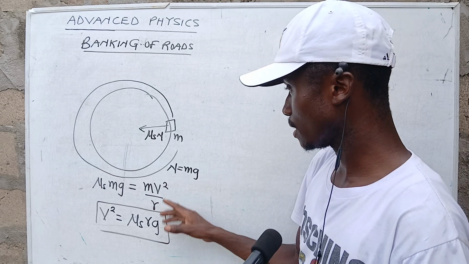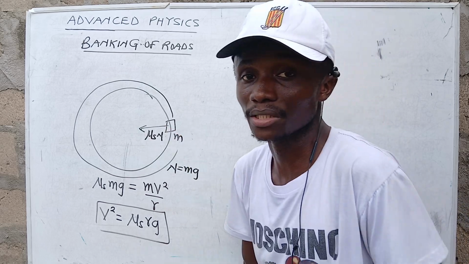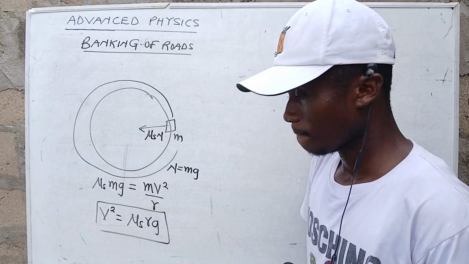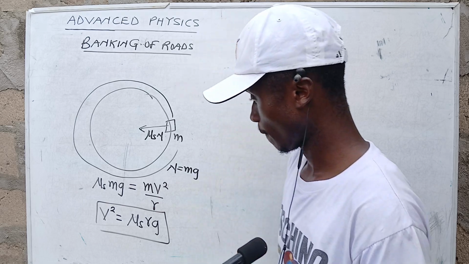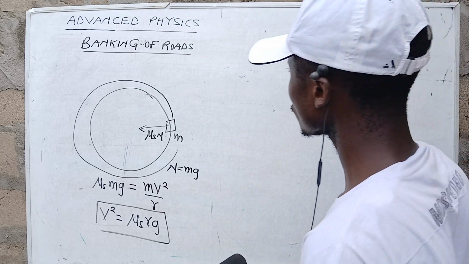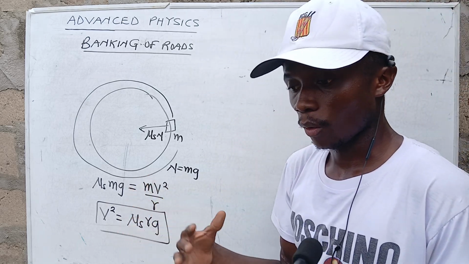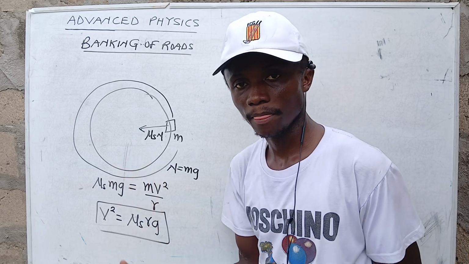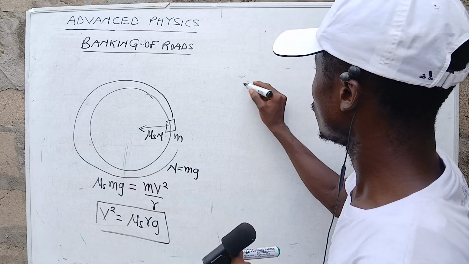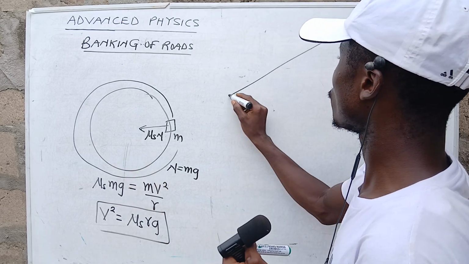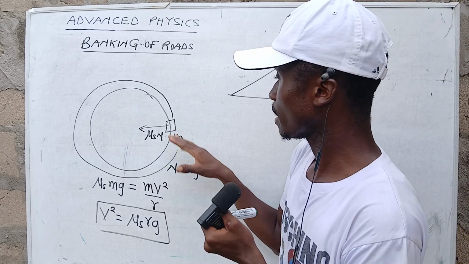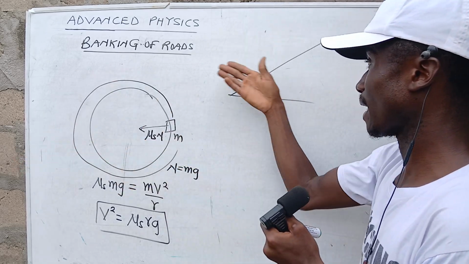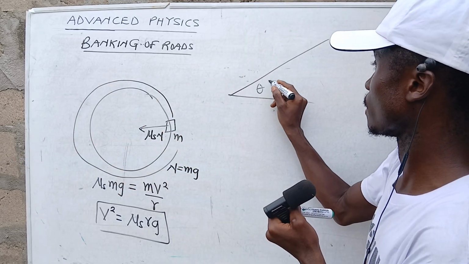Or better still, you need bigger friction, which you cannot provide. You need more money to do that. But then, because of physics, we're able to beat the system. This is how we beat the system. Instead of you making a flat road, you bank it. You bank it at an angle theta.